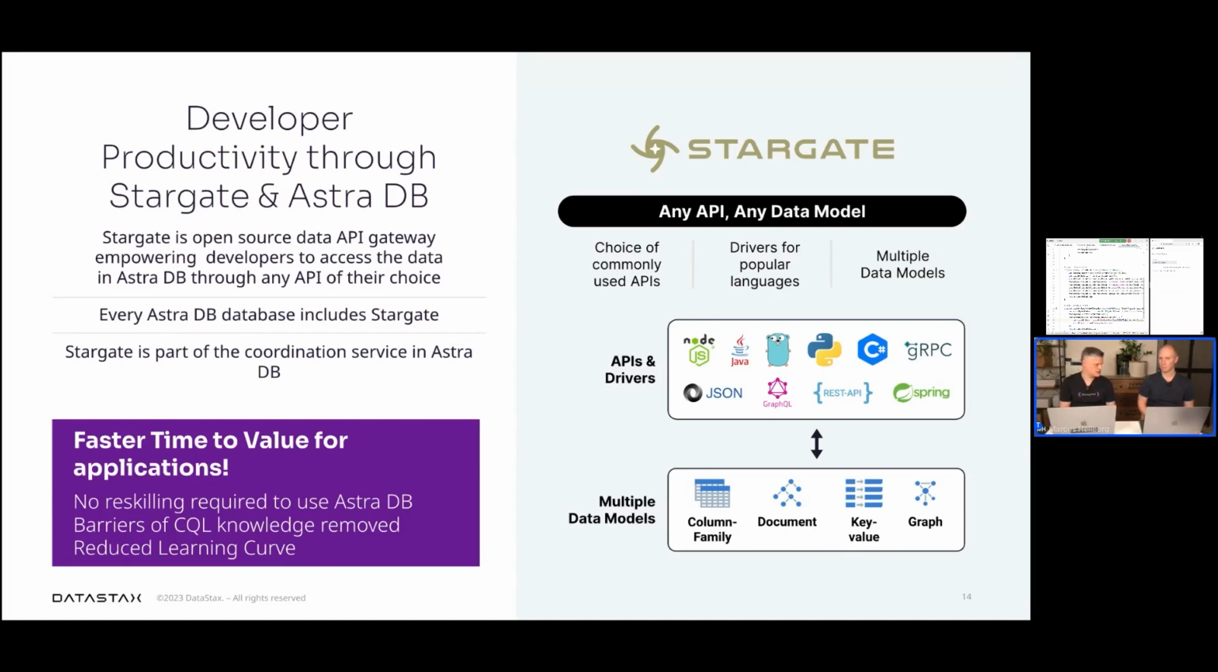So Stargate.io is open source as well, so that's something you can use on your Cassandra clusters today. What it does is provide you multiple different interfaces for interacting with this. So you can use GraphQL, REST APIs, gRPC to connect to that data. And it depends again on your application or microservice use case which interface you probably want to work with.